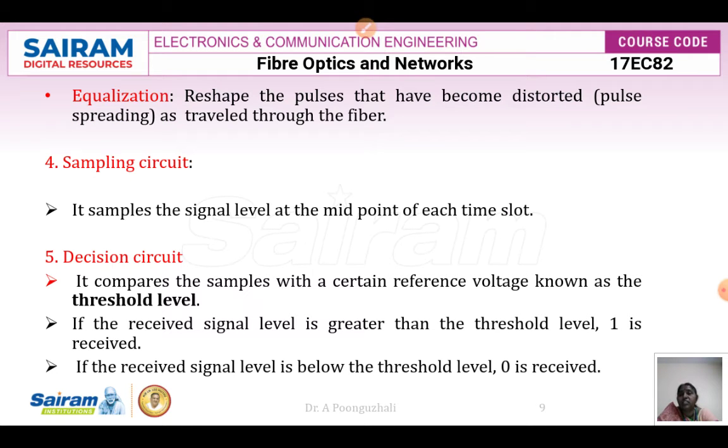Next is equalization. Equalization is again nothing but a low pass filter, where we reshape the pulses as they have traveled through the fiber. Next is your sampling circuit. It is going to sample the signal at the midpoint of each time slot. Here we have a decision circuit, which compares the samples with a certain reference voltage known as the threshold level. If the received signal is greater than the threshold level, then a 1 is received. If the received signal is below the threshold level, 0 is received.